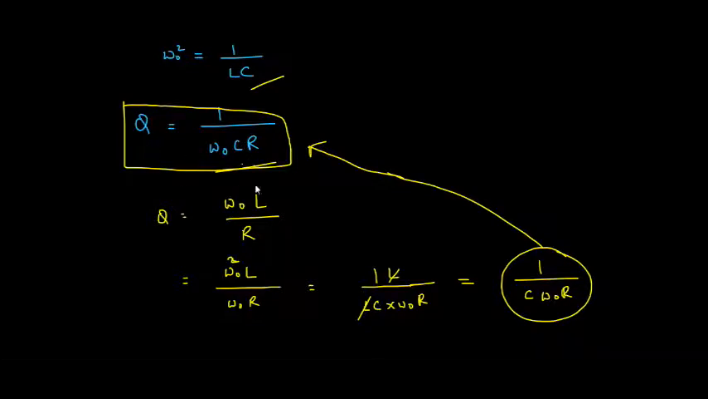And many such relationships can be found. In this case, if C is less and R is less, Q will be more. If C and R are more, then Q will be less. And if omega naught is more, then Q will be less. If omega naught is less, Q will be more. In this way, we can find n number of derivations.